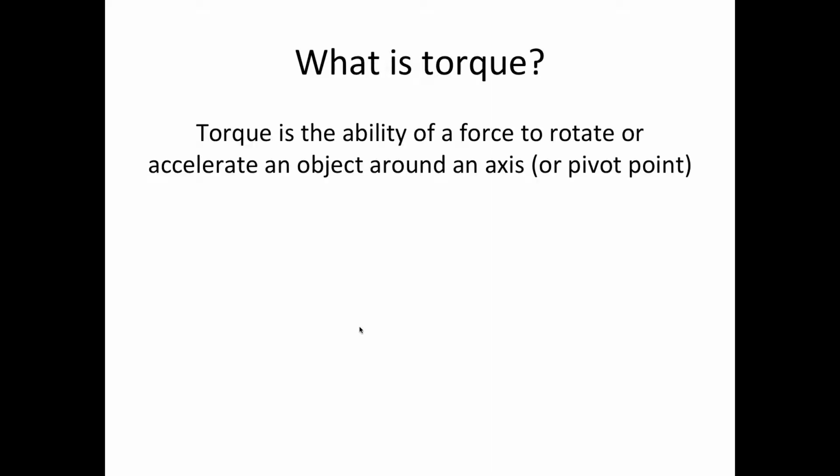The definition is that torque is the ability of a force to rotate or accelerate an object around an axis or a pivot point. So if a force is able to spin something, then that means there's a torque on that object. Our equation for torque is that torque equals r F sine theta.